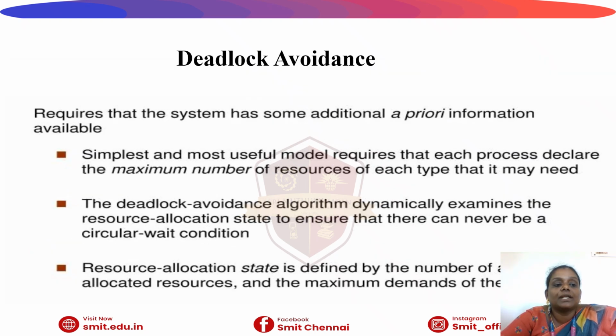And in deadlock avoidance, the operating system checks before giving a resource whether it is safe or not. That is to avoid deadlock. It requires that the system has some additional prior information available. For example, a bank checks the income and EMI capacity. If the loan is risky, it can be rejected. If the state is safe, the loan should be approved.